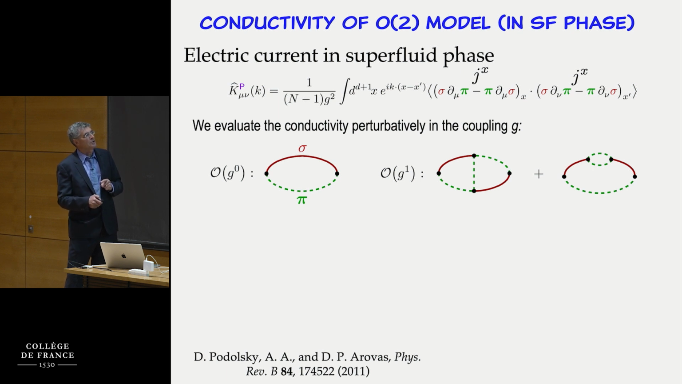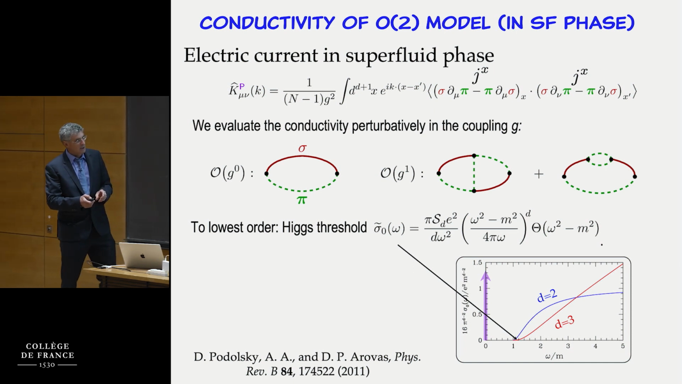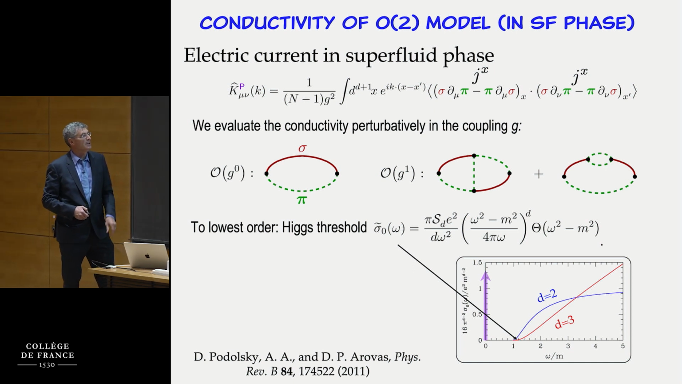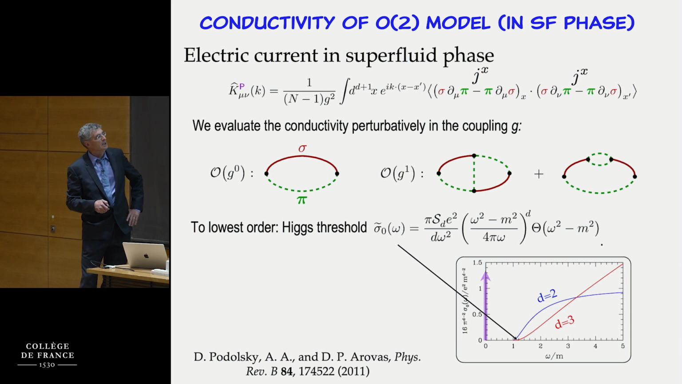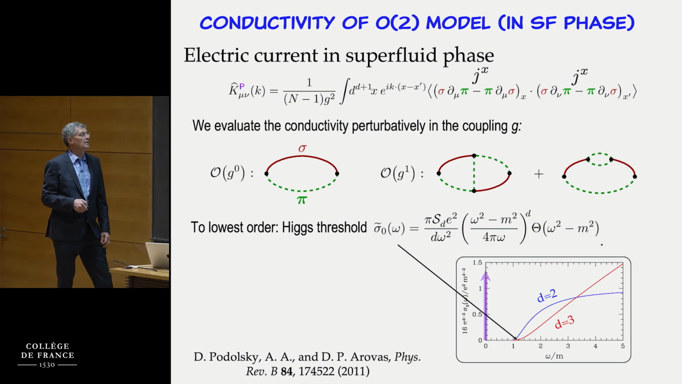And then there are corrections of higher order in the coupling constant. So this is how it looks. In 2 dimensions and 3 dimensions, you get a threshold. The threshold is exactly the Higgs mass. The prefactor depends on dimensionality. It will tell you essentially the phase space of the Goldstone modes in these dimensions. And that is a signature that is expected if the Higgs mode is low enough in a superconductor relative to all the other energy scales that come in also.